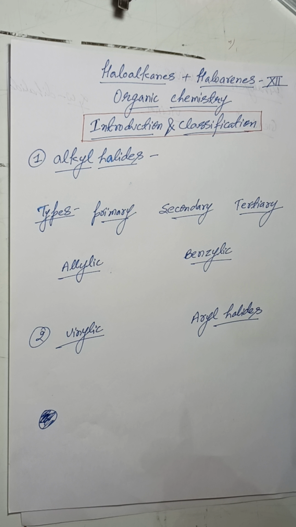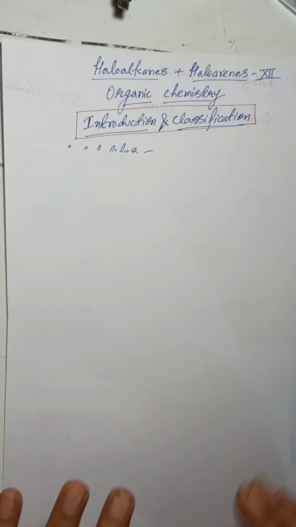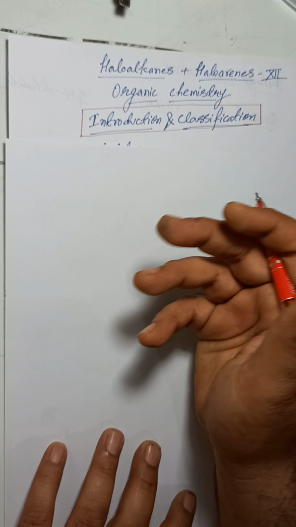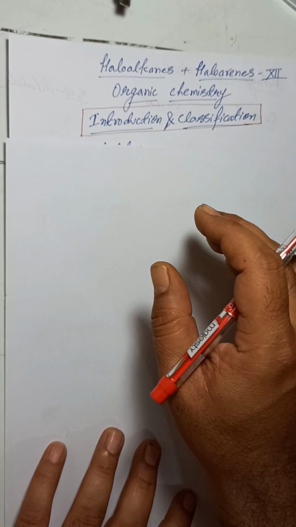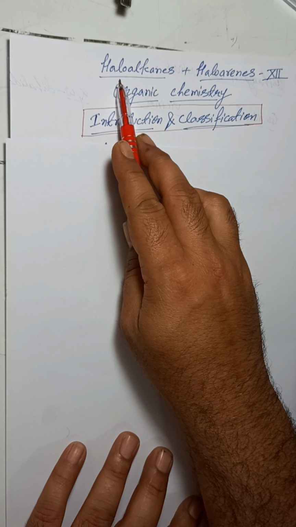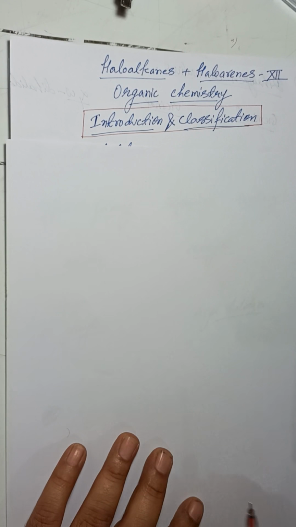We would be starting organic chemistry class 12th, the first chapter Haloalkanes and Haloarenes today, and this is an introductory class. Here we would be discussing introduction, classification, usage, nomenclature, isomerism, physical properties, some basic topics of this chapter. So first of all, we need to understand haloalkanes and haloarenes and related terms. Okay, let's start.